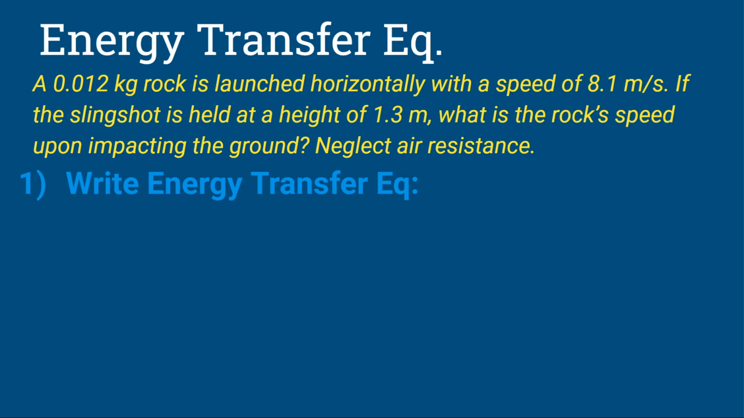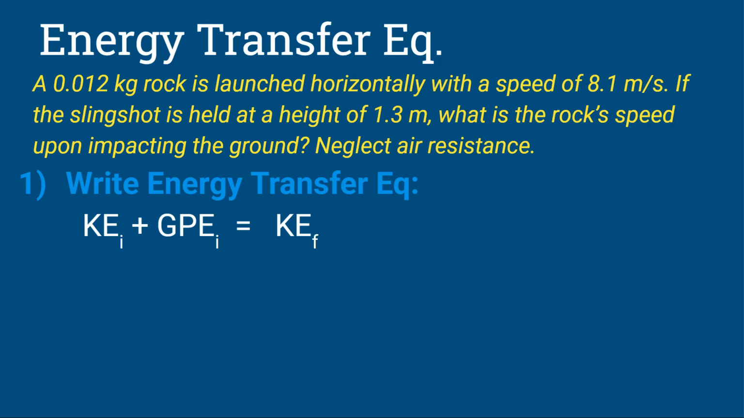I know that this rock initially has both speed and height because it's being launched at a height of 1.3 meters. So I know that I have gravitational potential energy and it has an initial velocity. And so I know that my initial state is both kinetic energy and gravitational potential energy. But when I look at what it's asking me for, it's asking for the speed upon impacting the ground. Well, if I'm at ground level, I no longer have gravitational potential energy. So the only form of energy I should have at the end is kinetic. Okay, and so I can write an energy transfer equation.